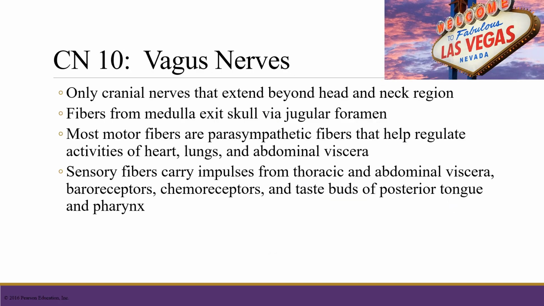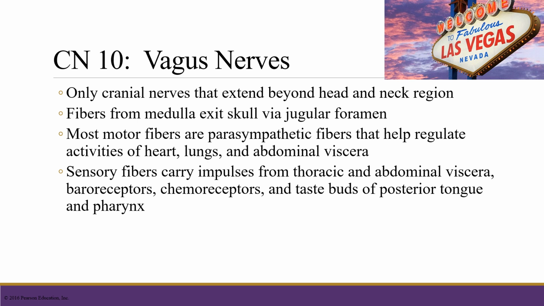Moving on to cranial nerve 10, vagus nerve. Vagus means wanderer. So Las Vegas, the wanderers, they were just wandering out in the desert and decided to build a city there. So cranial nerve 10 wanders all the way down to the internal organs. It's the only cranial nerve that extends beyond the head and neck region. Remember, some are going to go down into the neck, but this is going to go past that area.